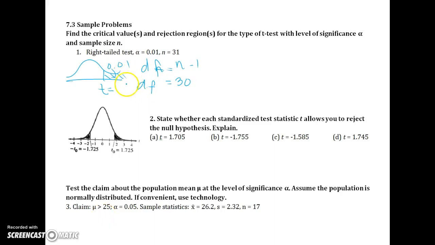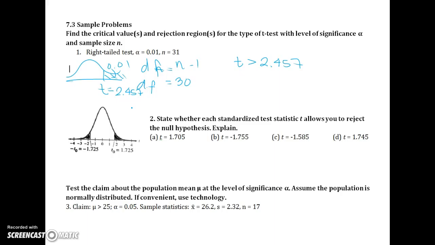And the value of t is 2.457. So what's my rejection region? Well, we said that the rejection region is anything in this shaded area over there. So anytime t is greater than 2.457, then in that case we would have to reject it.